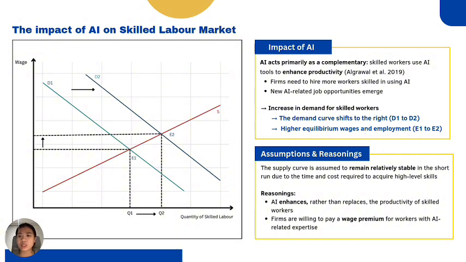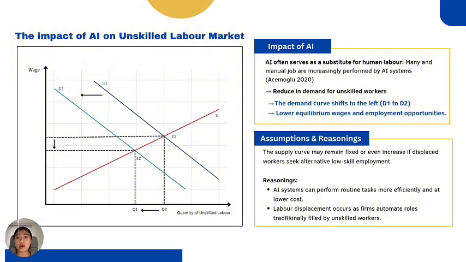The overall demand for skilled labor goes up, which means the demand curve shifts to the right, as shown in the graph. So this higher demand pushes wages upward and increases the number of skilled workers employed. At the same time, it takes time and resources for people to learn advanced AI skills, so there aren't enough qualified candidates right away. As a result, companies offer wage premiums to attract scarce AI-trained talent.